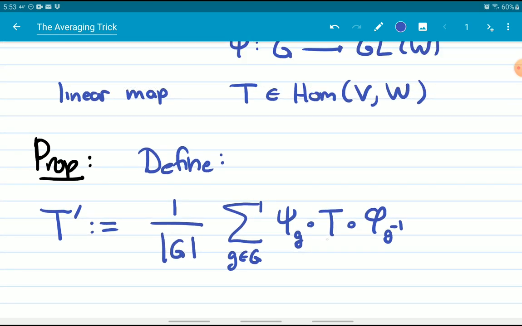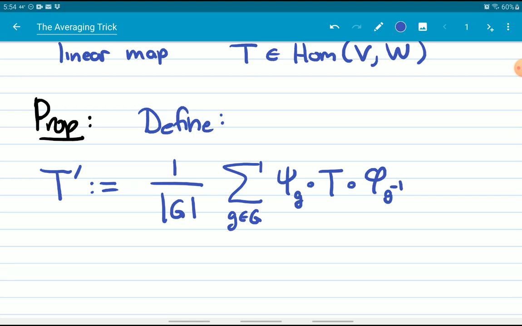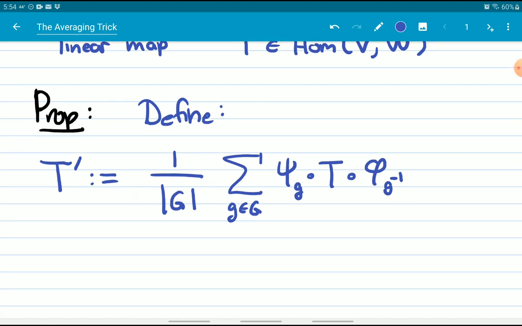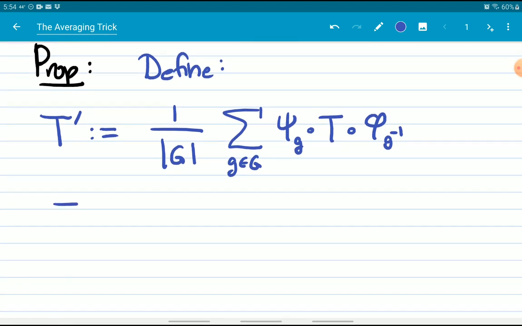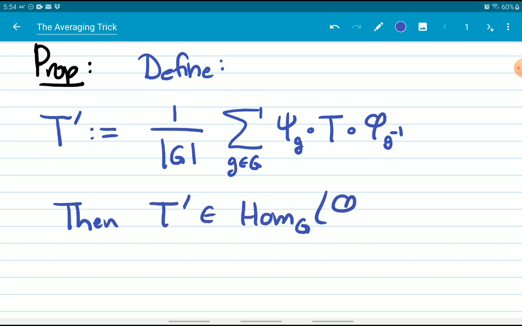So I'm taking the original linear map T, which maybe is not a morphism of representations, and it's not conjugating because I'm using two different representations, but it looks like that formula. And I do that for every element of the group, and then I divide by the order of the group. That's why it's called averaging. Then T prime is actually a morphism between the representations.